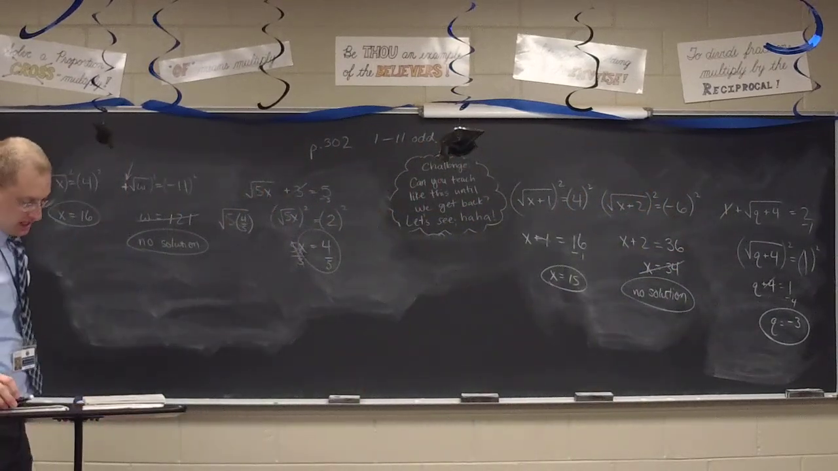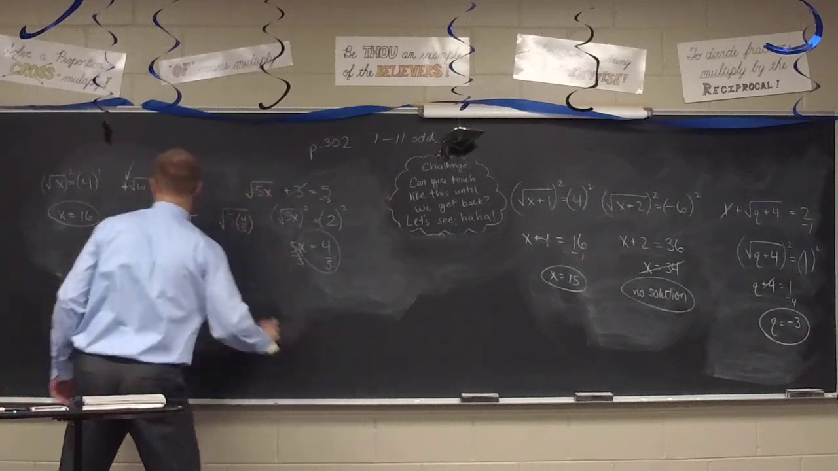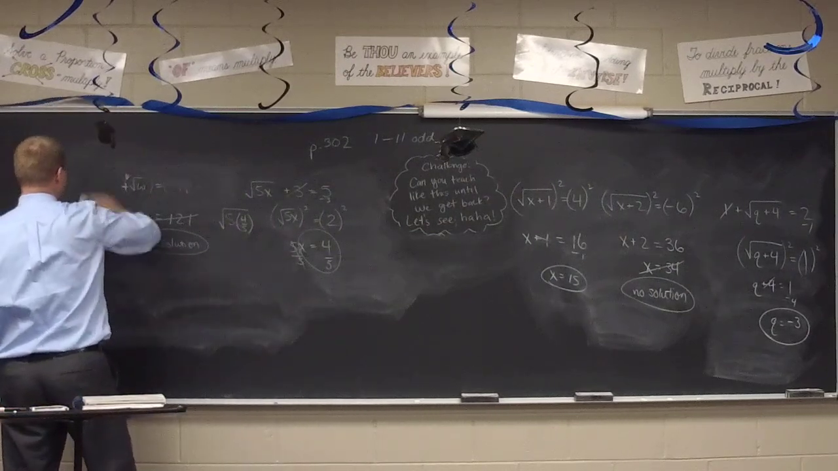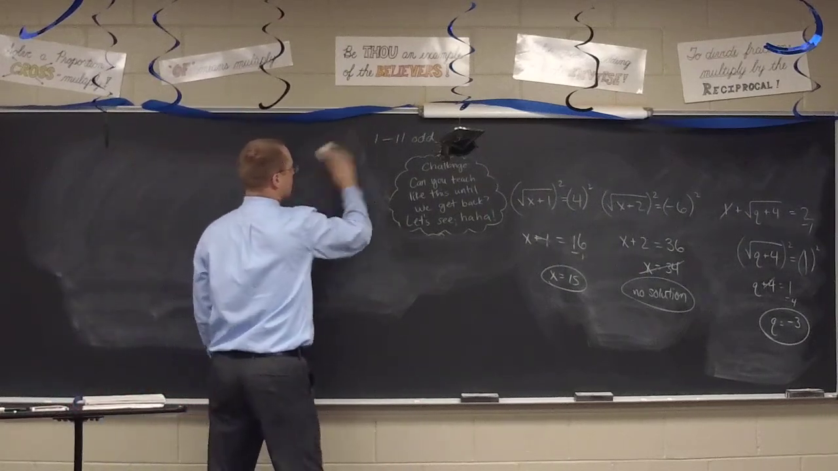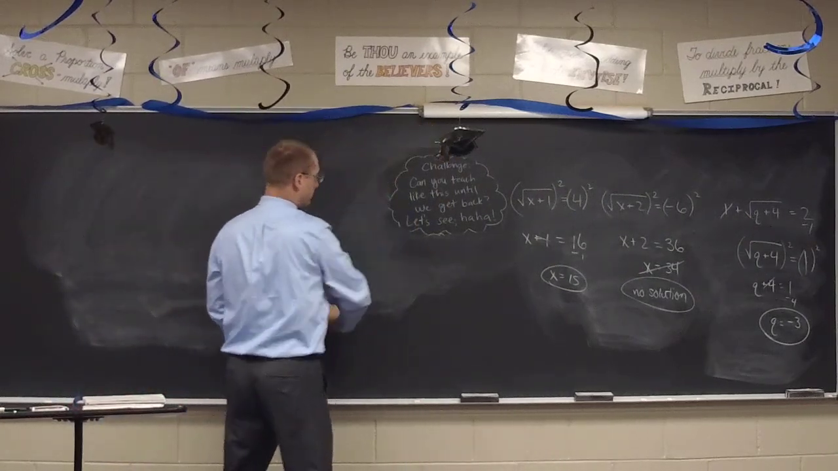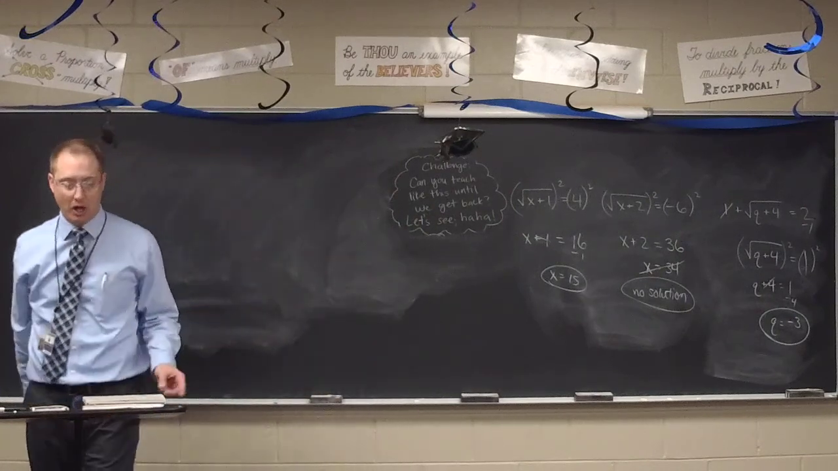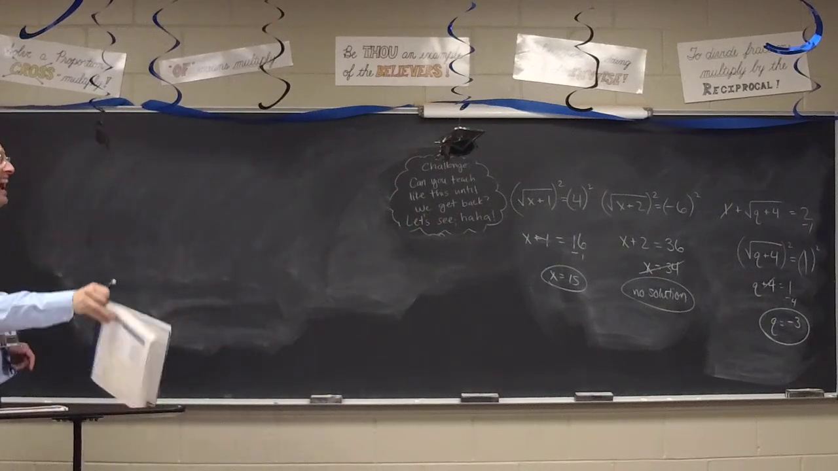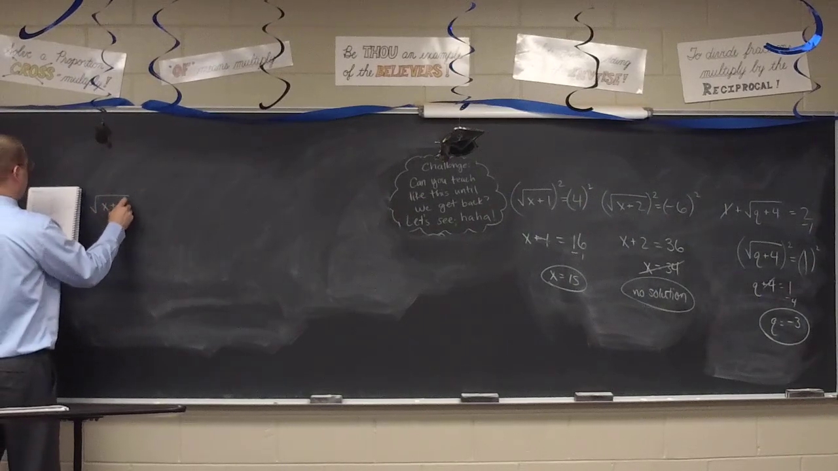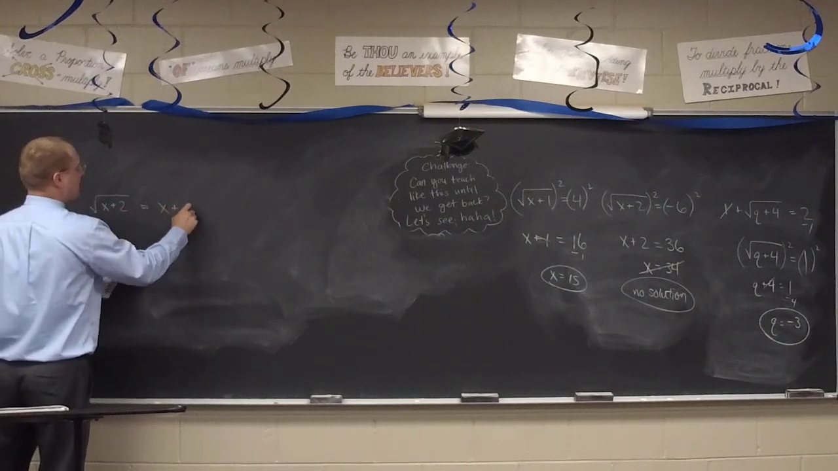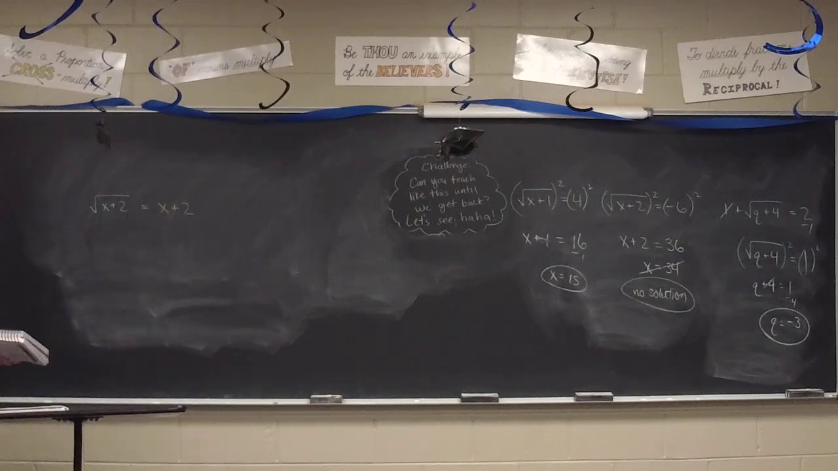Take a look at number 13. Number 13, copy it down. This one is just a little different. Because notice, on number 13, there is a variable in the radical, so it's a radical equation. But there's also a variable not in the radical. We have the square root of x plus 2 equals x plus 2. Notice that the radical is already isolated.